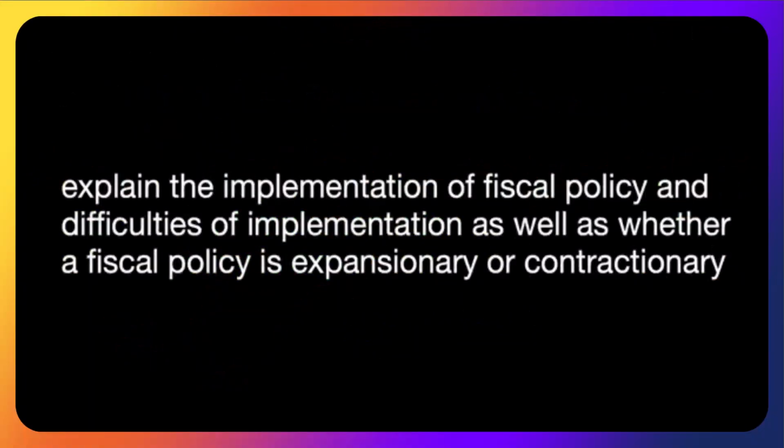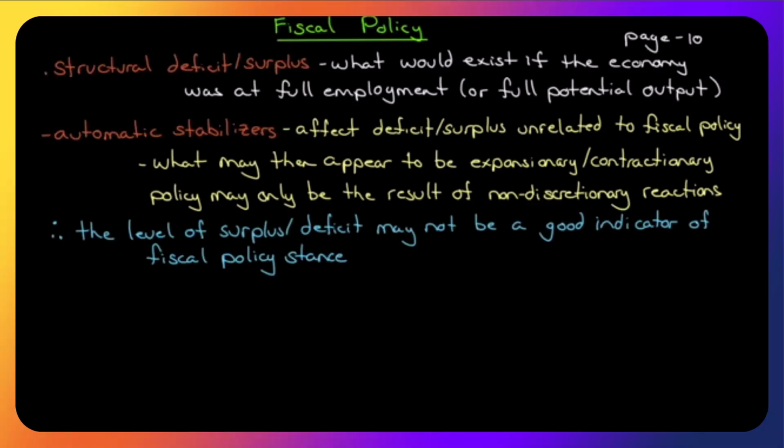Next up, explain the implementation of fiscal policy and difficulties of implementation, as well as whether a fiscal policy is expansionary or contractionary. So we have said earlier that a fiscal deficit is expansionary because that means government spending exceeds the amount they pulled out of the economy to finance it, and government surpluses or fiscal surpluses are contractionary because it's pulling more money out of the economy than it's putting back in. So we can simply look at the two and say, well, if you have a deficit, that's expansionary fiscal policy. If you have a surplus, that is contractionary fiscal policy.